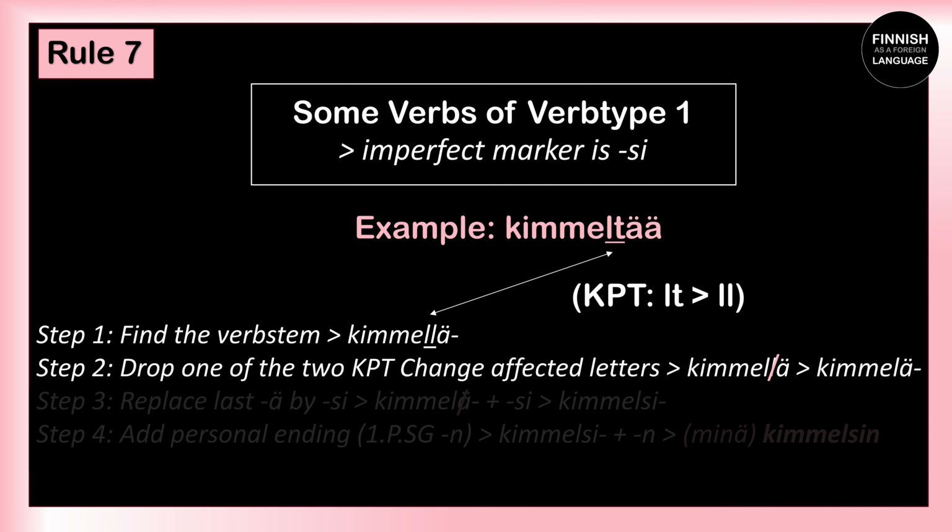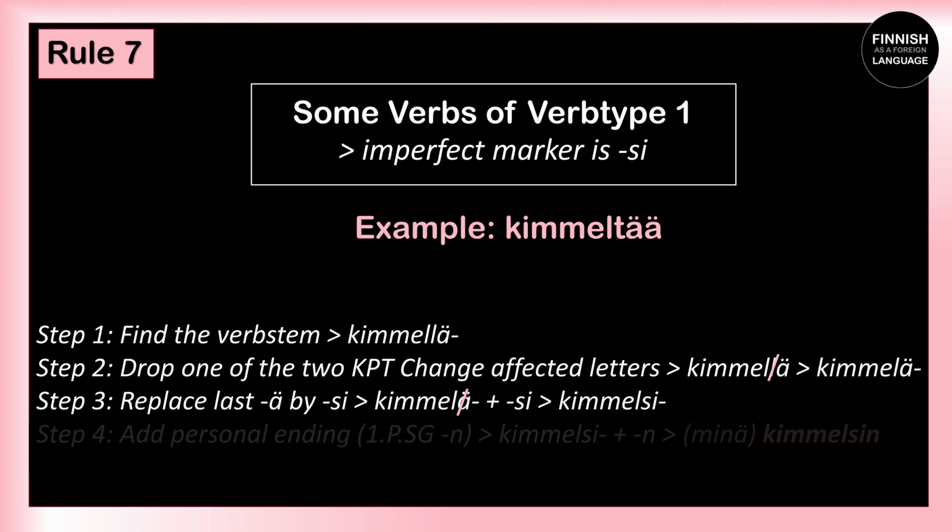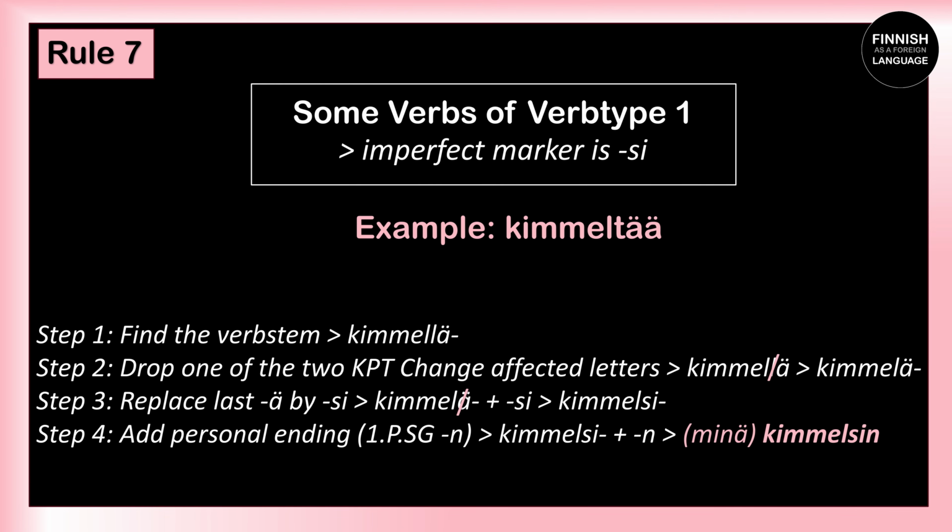Now we drop one of the two l's and we have kimmelä. Then in the third step, we replace the last ä by si. So that means we have kimmel plus si is kimmelsi. And in our final step, we add the personal ending. Again, we want to keep it simple, so let's take the first person singular. So that means we have kimmelsi plus n is kimmelsin. Minä kimmelsin, which means I glittered.